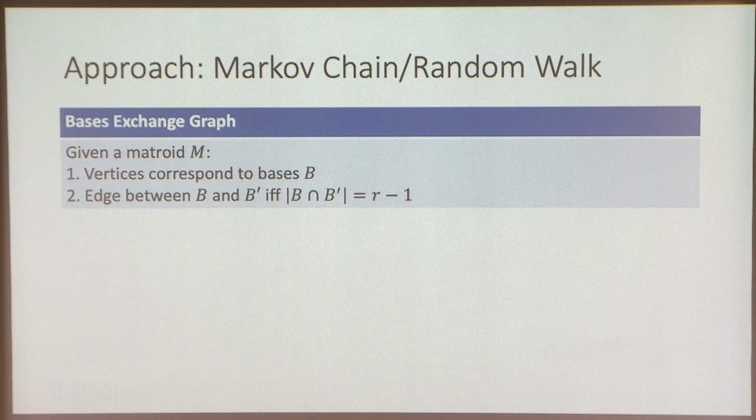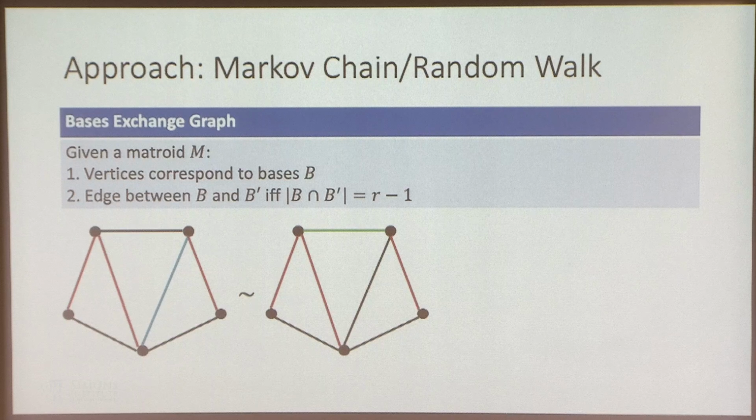So our approach will be via Markov chains. For the Markov chain, you have to define a graph on which you will do your random walk. This will be what we call the basis exchange graph. So what is this graph? You're given a matroid, and the vertices of this graph, the state space, correspond to all bases of your matroid. And you have an edge between two bases if and only if they intersect in an independent set of size rank minus 1.